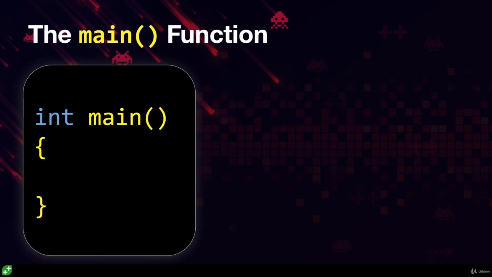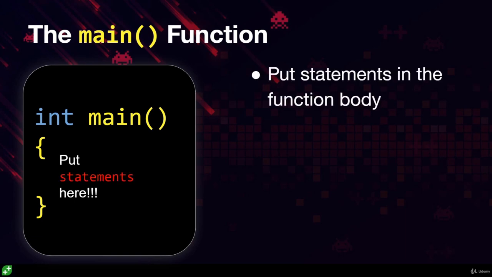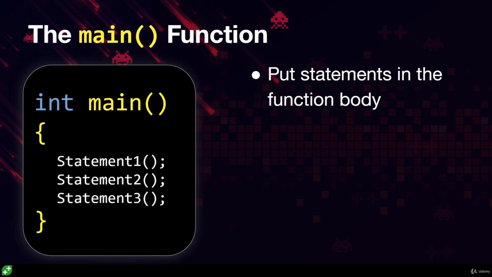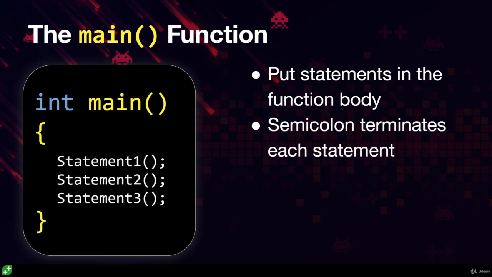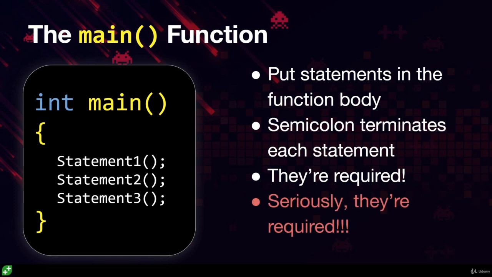Now we put all of our commands in the function body. All of these commands will get carried out when the function runs. These commands are called statements, and we signify the end of each statement with a semicolon. Semicolons are kind of like the period at the end of a sentence. They're required. If you leave out a semicolon, your computer just might explode. And what's worse, your program will fail to run.